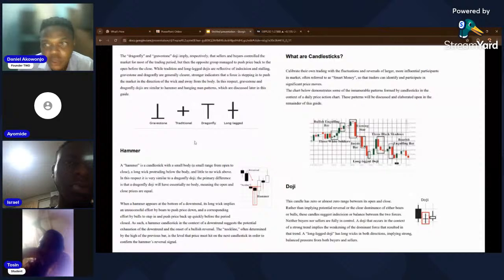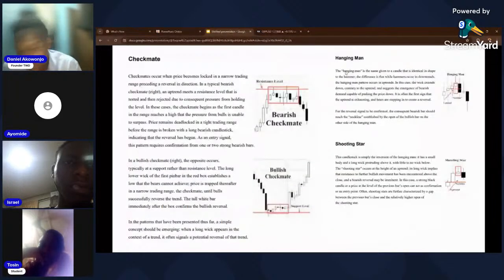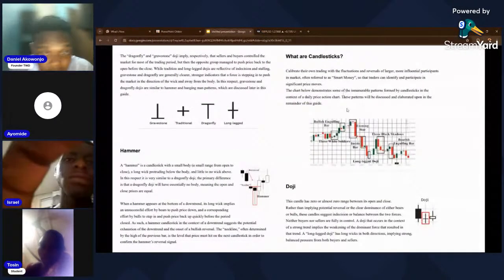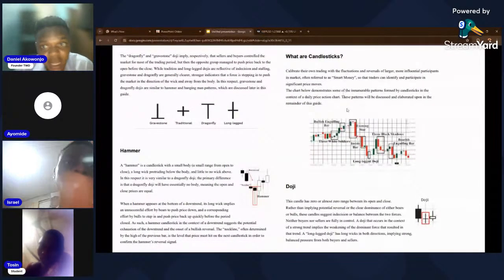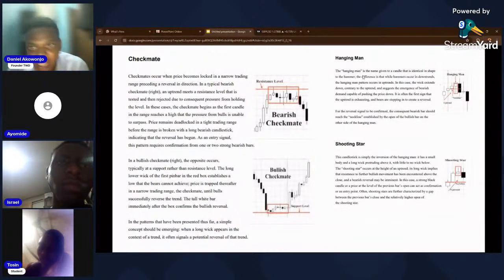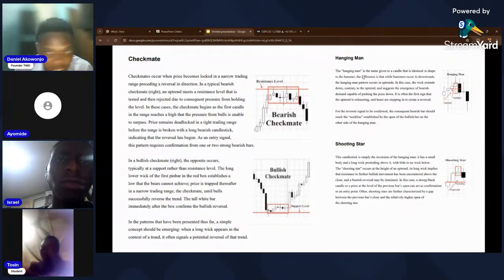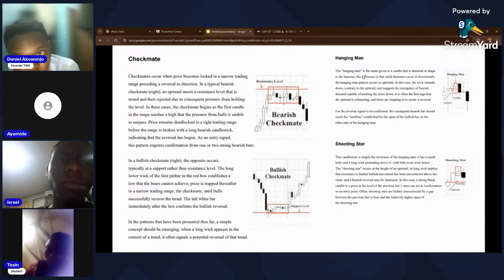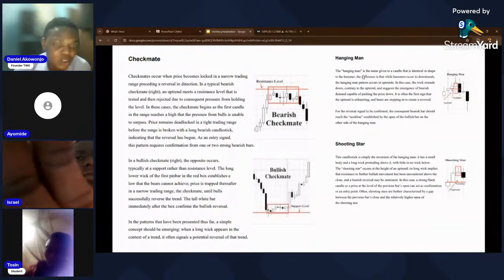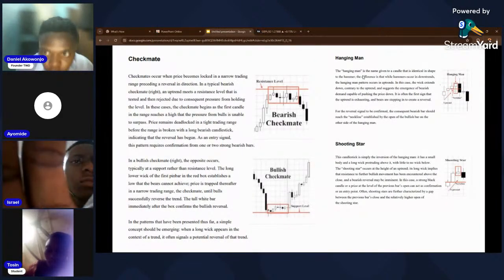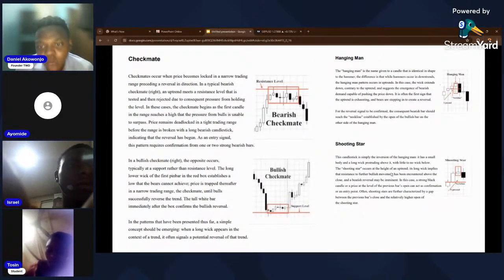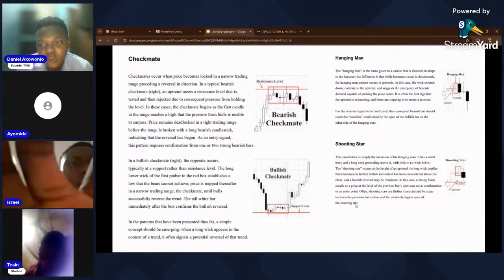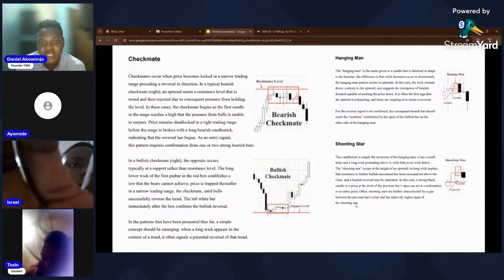Now let's talk about the hanging man. I've talked about the doji, I've talked about the hammer, and now I want to talk about the hanging man. The hanging man is the name given to a candlestick that is identical in shape to the hammer. Do you understand? The difference is that hammers occur in a downtrend, that's the very first thing. Hammers occur at the end of the downtrend. So when you see a hammer at the end of a downtrend, know that there's going to be a shift in price.